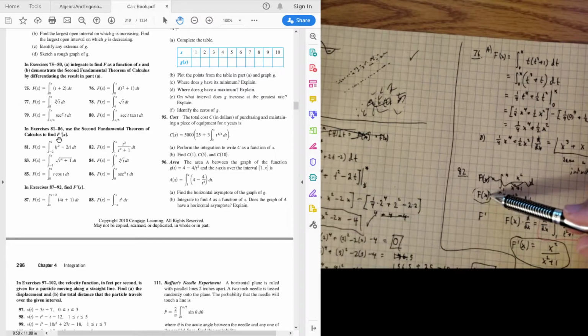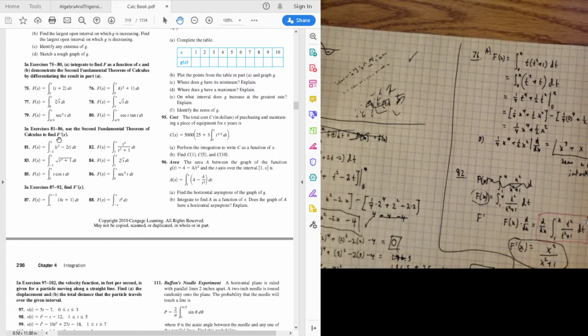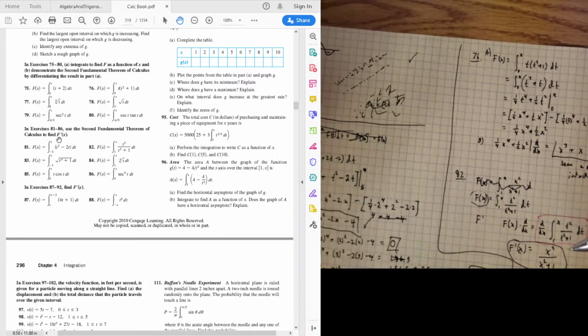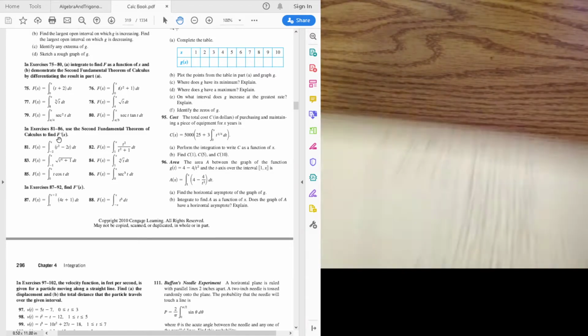So notice how I used f to find f prime by using the theorem to cancel out the integral. But when I cancel the integral, I have to do it to the new variable, not the old variable. And kaboom. Easy.